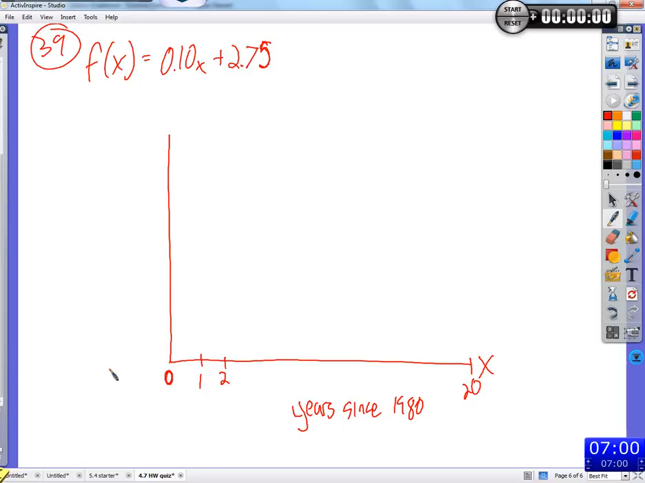The years would be the domain. The years would be the domain, yes. The years are the input, they're the things you put in for x. The set of all of the inputs is the domain. So we could say that the domain is what? How do we express all of the inputs?